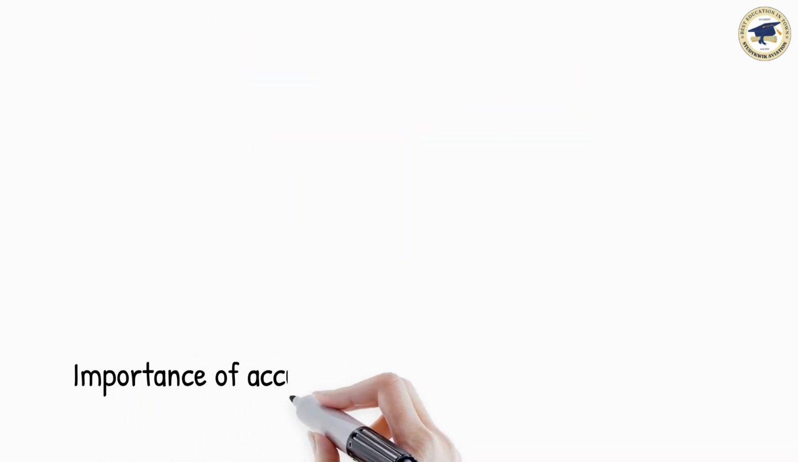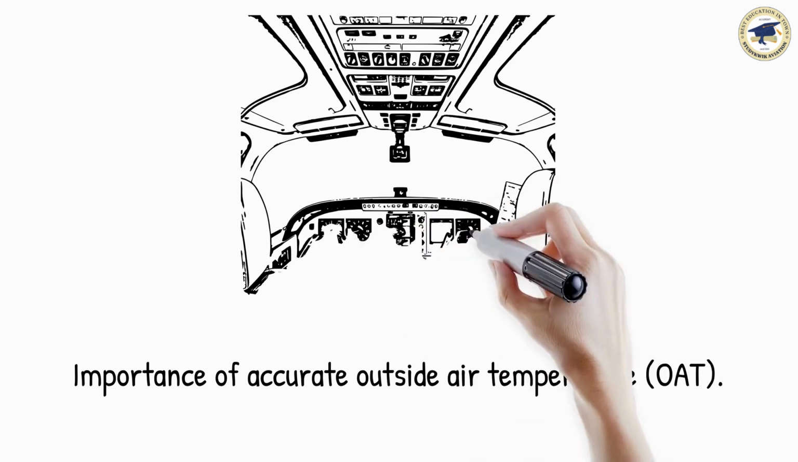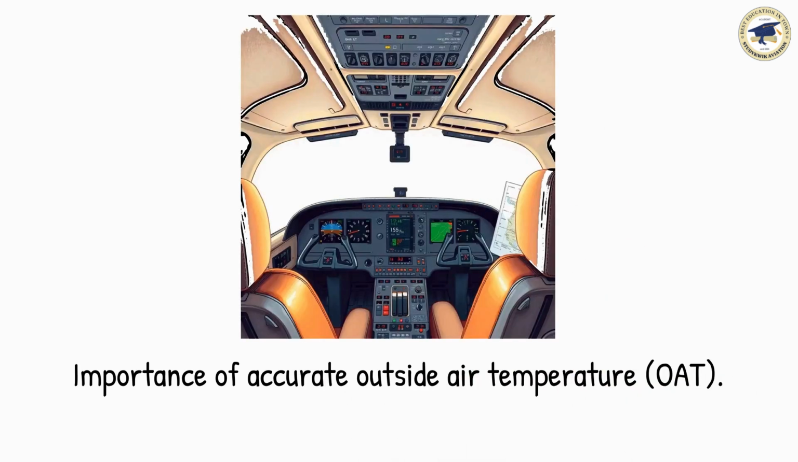What we really need to know is the true outside air temperature, OAT, because that is the value used for performance calculations, flight planning, and safe engine operation. Even a small error in OAT can lead to incorrect takeoff distances, wrong climb performance predictions, and unreliable fuel planning.